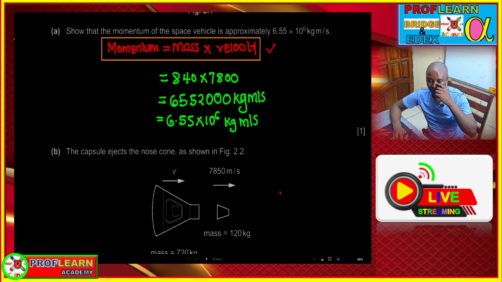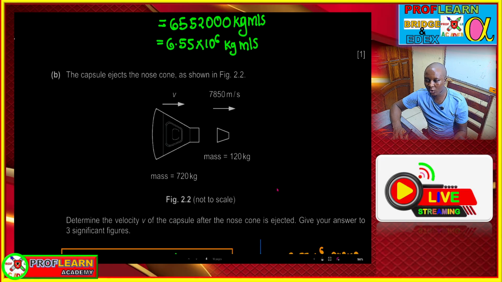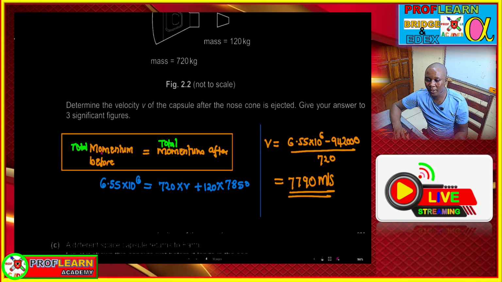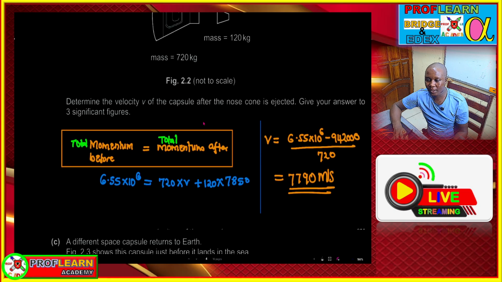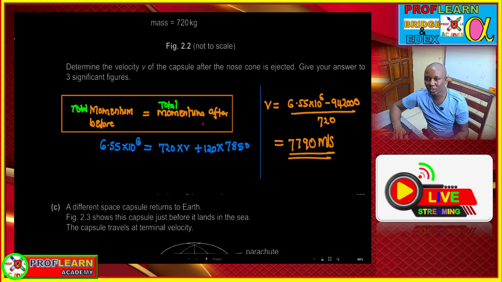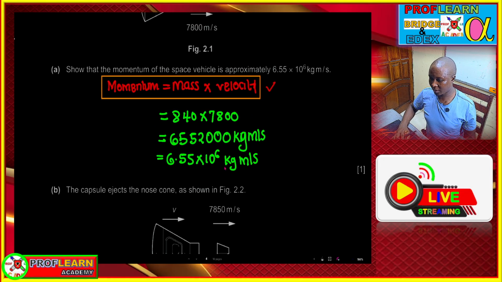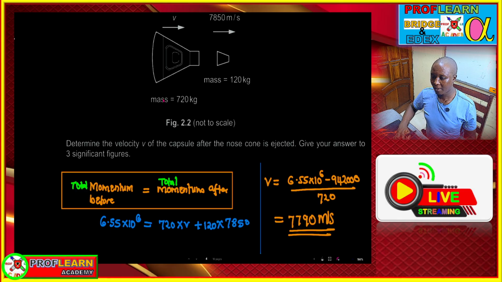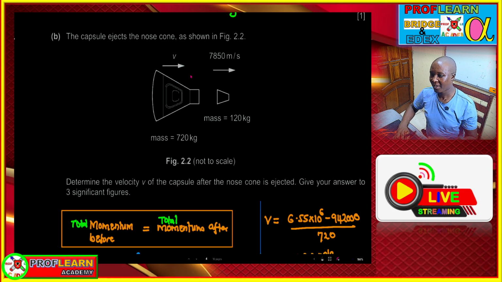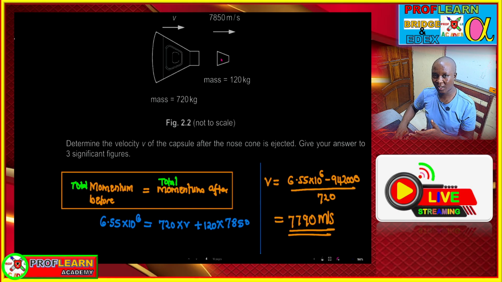ejected. So we need to use the law of conservation of momentum, which is total momentum before is equal to total momentum after. In this case, we have the total momentum before, which was this value that we have here. But after, the mass was 720, moving at a given velocity which we don't know. And the mass of the other part, the cone that was ejected, was 120, but it was moving at 850. Both of them are moving in the same direction.